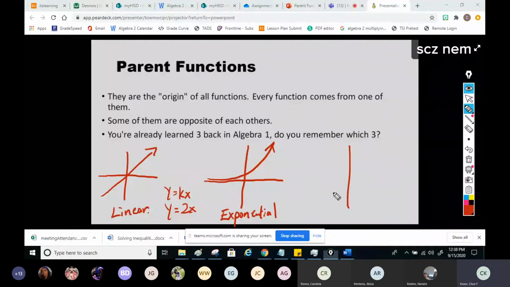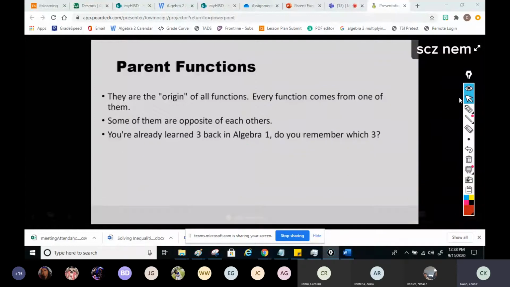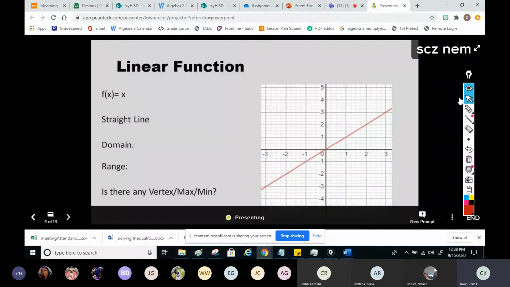And then the last one, you guys probably learned it towards the end of Algebra 1. This is the quadratic functions. So the quadratic function looks like a letter U. So these three, you probably learned it back then, and now we're just going to take a look at it, and then also some of the new graphs, some of the new functions. All right, so this is just a brief introduction. Let's go on to the next part.